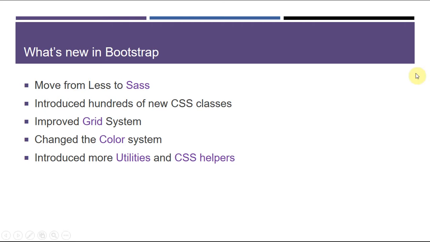One thing is they moved their CSS engine from Less to Sass and introduced hundreds of CSS classes, but I'm only going to introduce a few things, because we don't need all of these. Basically we are using the grid, a few buttons and a few classes in our projects. They improved the grid system, changed the color scheme a little bit to a nicer one, and introduced more utilities and CSS helper classes to help achieve your development goals.